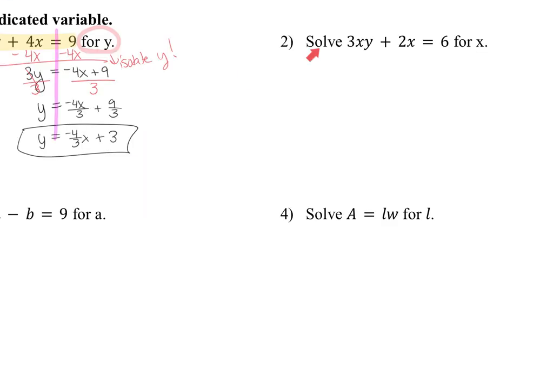Number 2 says solve 3xy plus 2x equals 6 for x. Okay, so I have my equation here, and they want me to solve for x. So I have an x in both spots, in both terms. Now, are they like terms, though? No, because the first one has a y attached. So what I want to do is pull that x away from it.